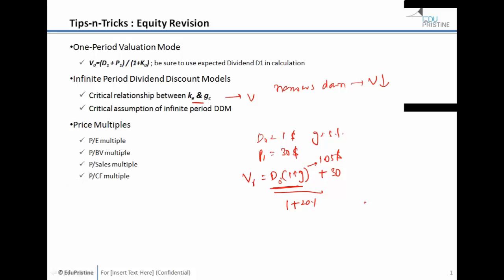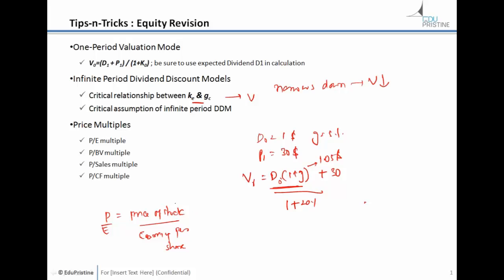Now next, I want to move on to valuing equity by means of multiples. So before I move on to the different multiples, one must be very clear as to what is the importance or the significance of each of these multiples and when one should use which multiple. So price to earnings will be the most commonly used multiple, which is nothing but the price of the stock divided by earnings per share.